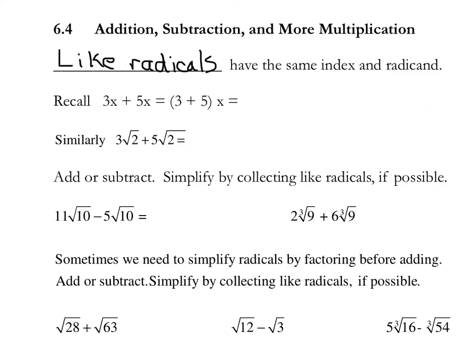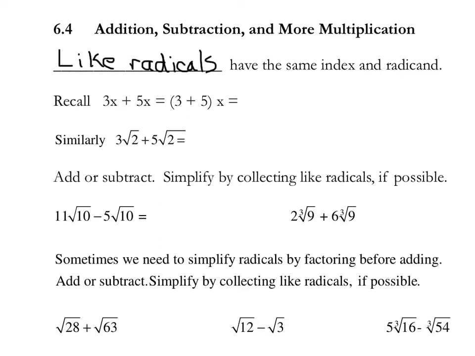Section 6.4, Addition, Subtraction, and More Multiplication. Like radicals have the same index and radicand. They're just alike. And remember that 3x plus 5x, those are like terms.